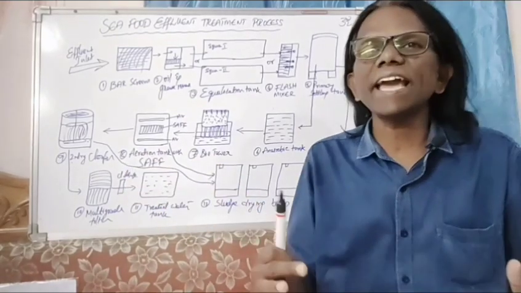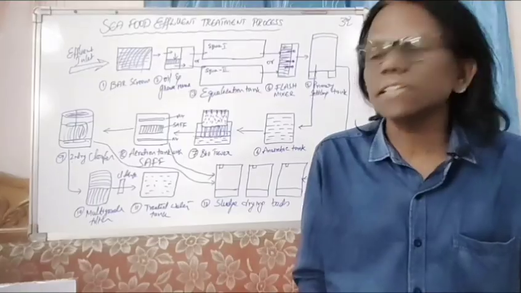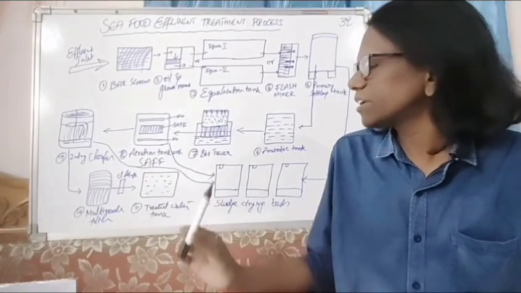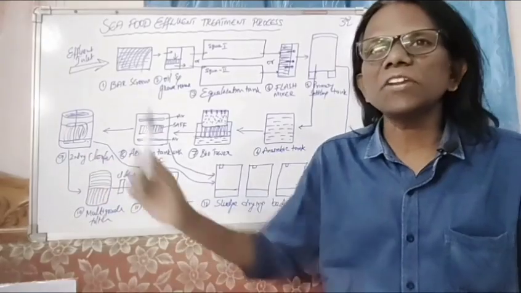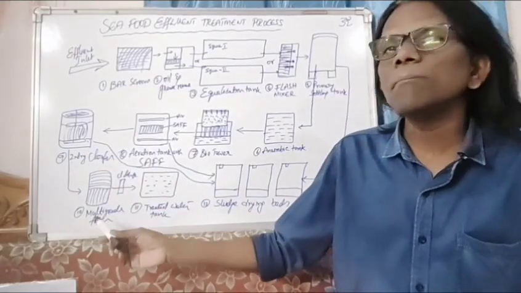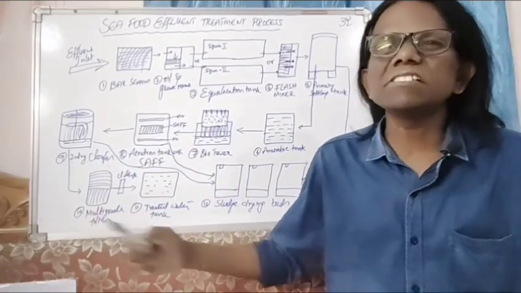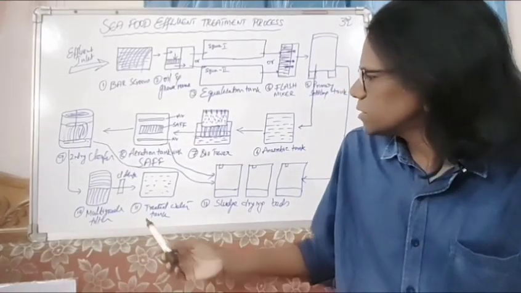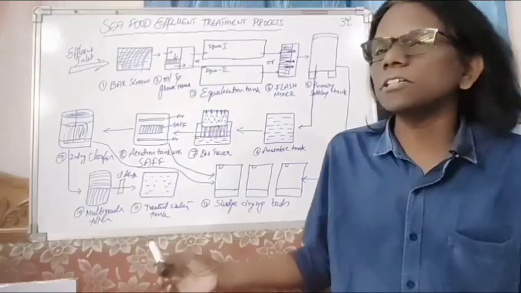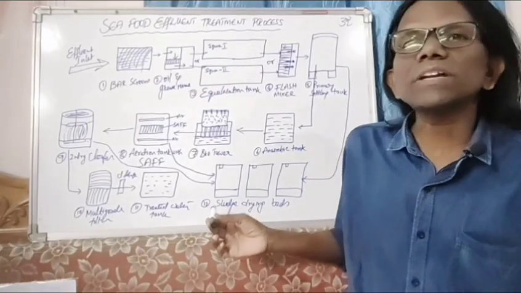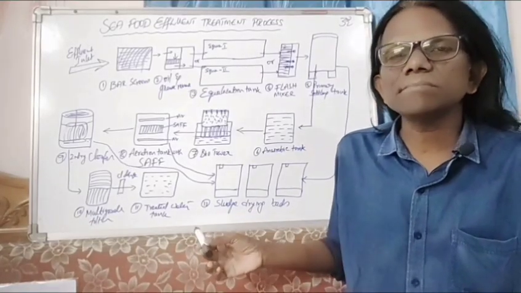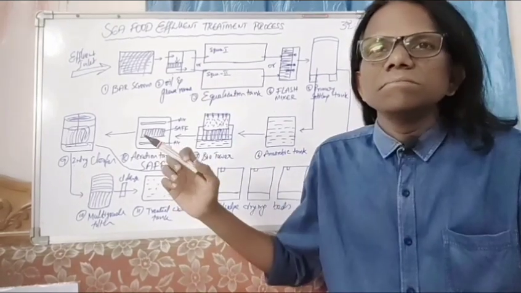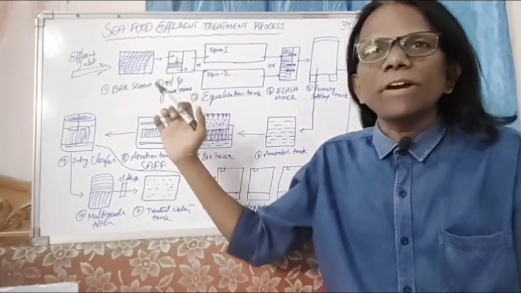Eighth is the aeration tank or SAF reactor, submerged aerobic fixed film. This is an advanced technology. And the ninth is the secondary clarifier. Then the 10th is the multi-grade filter, which contains sand and, of course, the carbon adsorption method. The 11th is the treated water tank, and the 12th is the sludge drying beds. Let us go into details about these steps. So let us go in depth, stepwise.